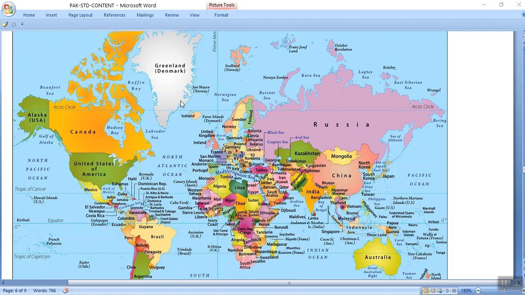Third thing is that in social studies, map reading is a major skill that every student must have, so that later on when you are explaining things, you'll be able to.